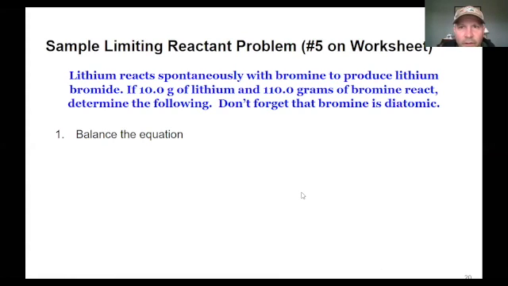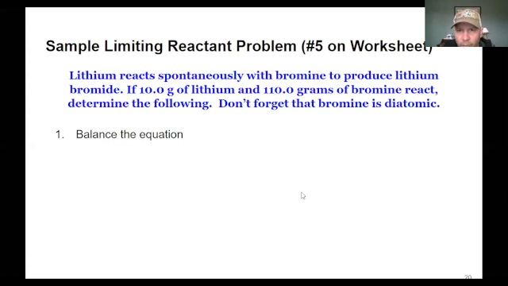Let's see. So this one is number 5 on the worksheet. It just says lithium reacts spontaneously with bromine to produce lithium bromide. If 10.0 grams of lithium and 110.0 grams of bromine react, determine the following. And don't forget that bromine is diatomic, right? So I think we did this. I think there's 4 steps in this thing or something like that. So we'll make sure we got that going on.